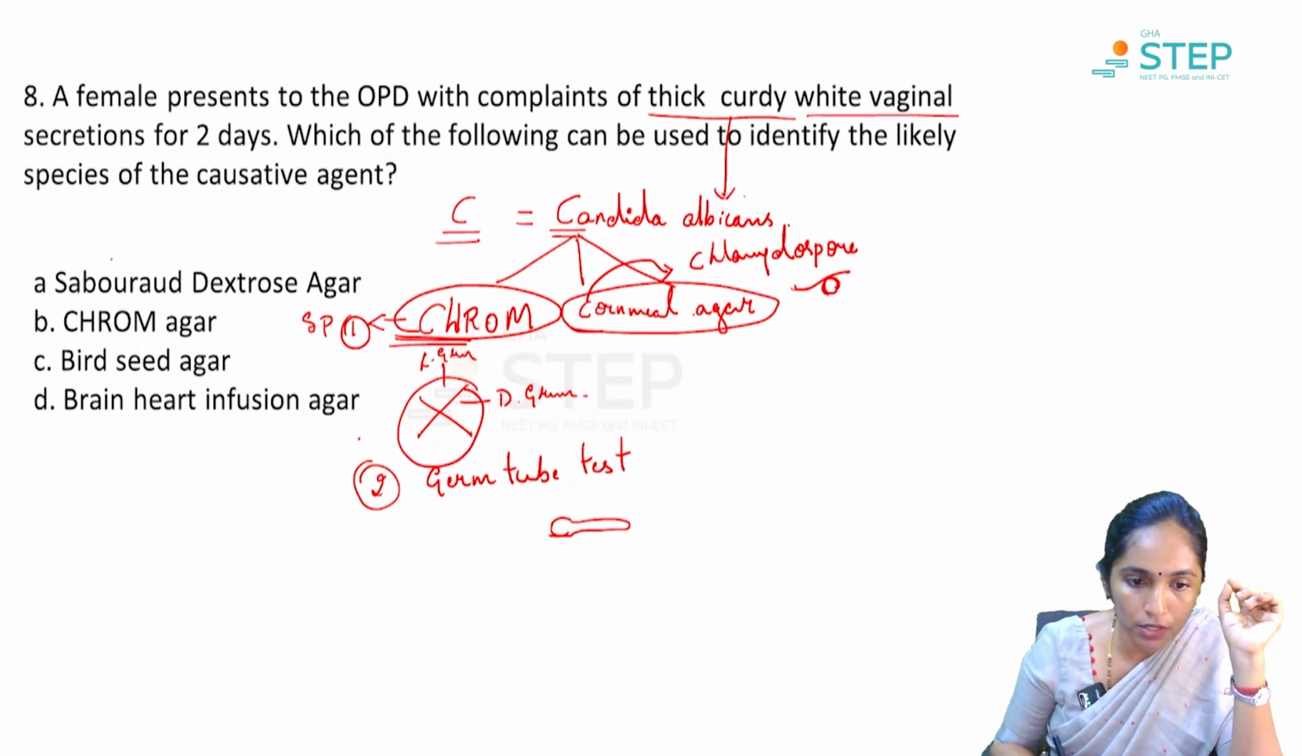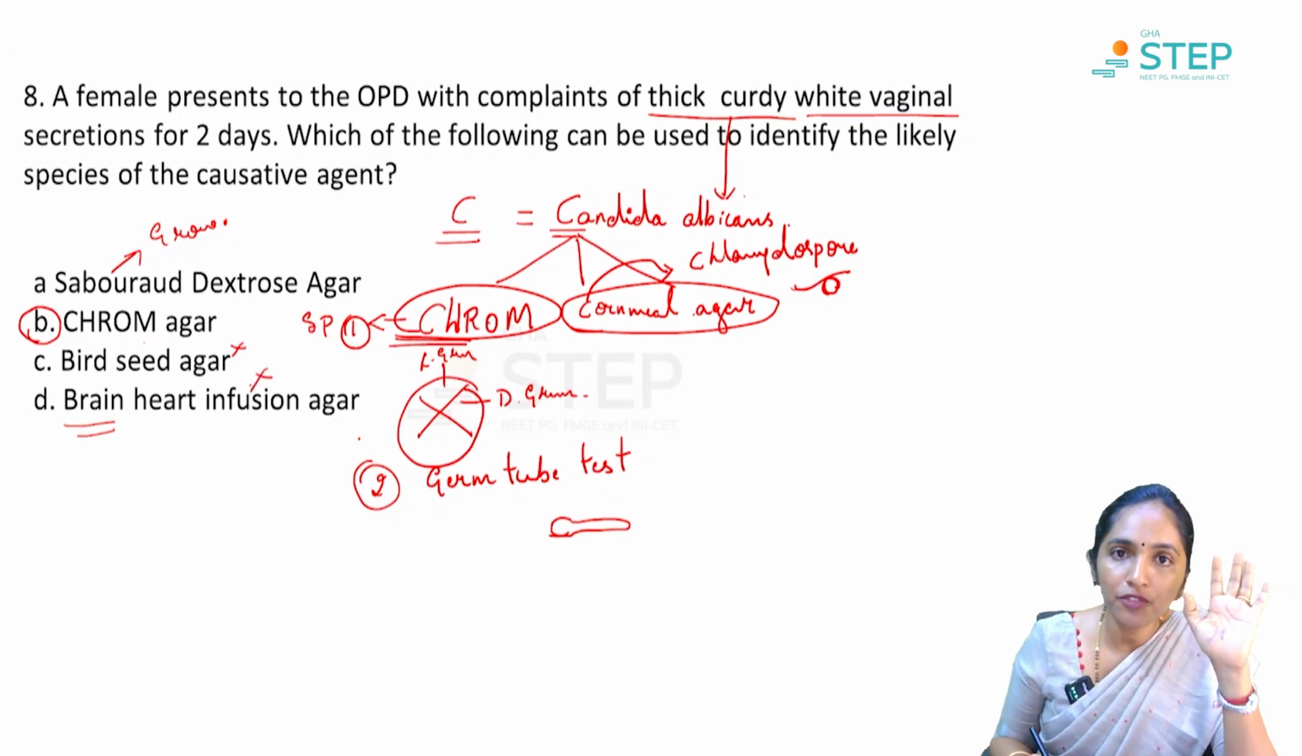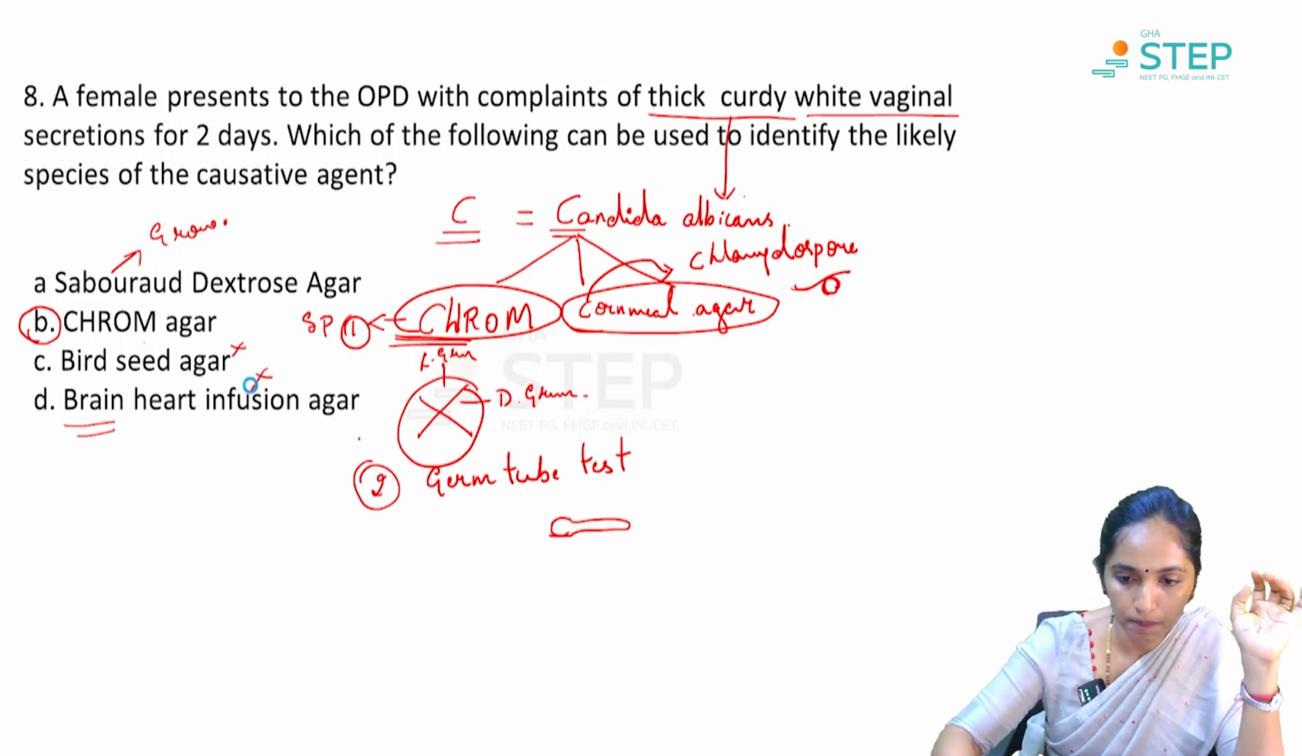Let us see Sabouraud dextrose agar. We just use it to grow it. Okay. CHROM agar, this is the answer we want. Bird seed agar, no. Did we come across a bee anywhere here? No. So brain heart infusion agar, no. This does not help in differentiating the species of Candida.